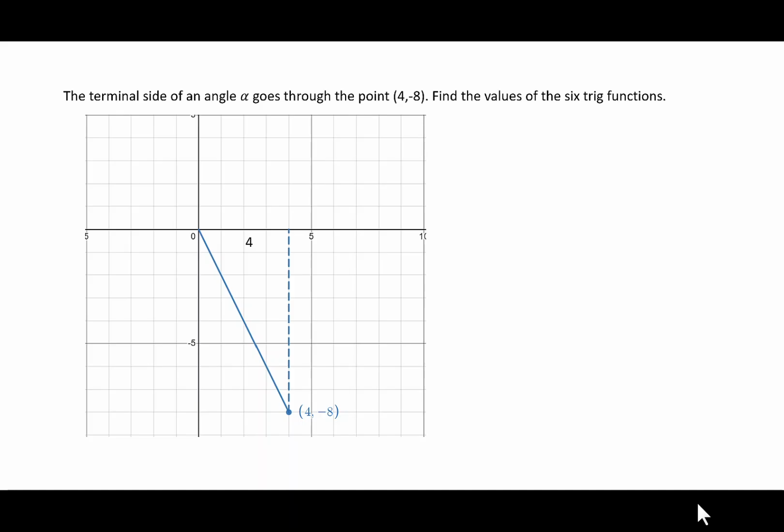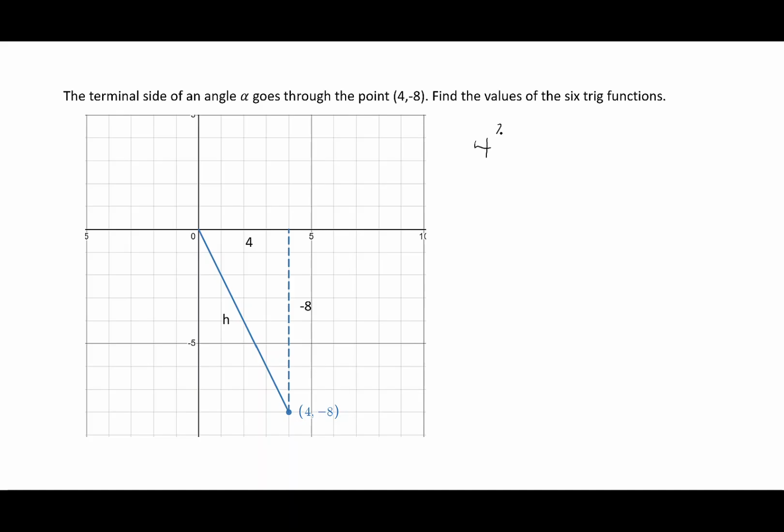Horizontally, we have a value of 4. Vertically, we have a value of -8. And it's really important that you put the negative sign in with your value. What we need to find is the length of the hypotenuse, so I'm going to call that h this time. To find the value of h, I need to use the Pythagorean theorem.